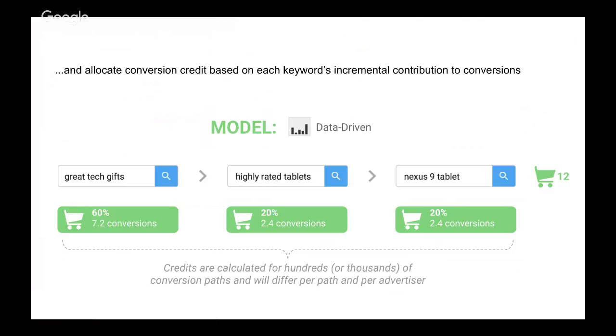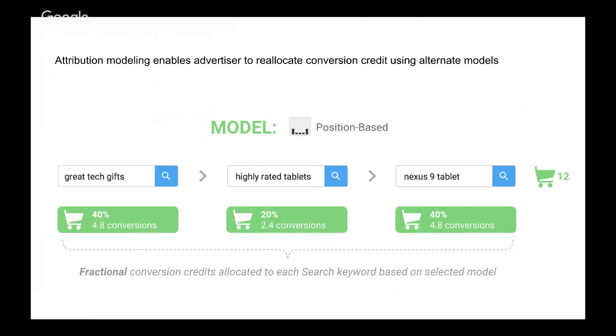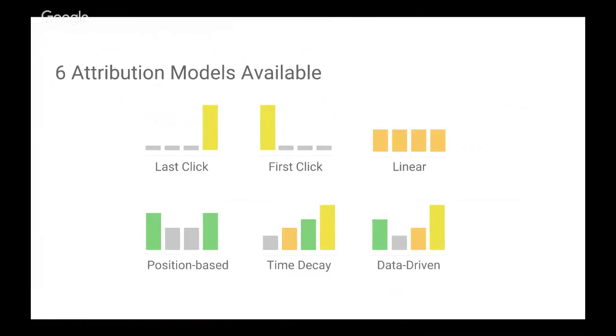So all the aforementioned attribution models are based on human judgment. If you think the first click is important, you would use the first click. If you think every touch point should be the same, you will use linear. If you think the first and the last are important, you will use position based. And if you think the last touch point is more important than all the others, you use time decay.